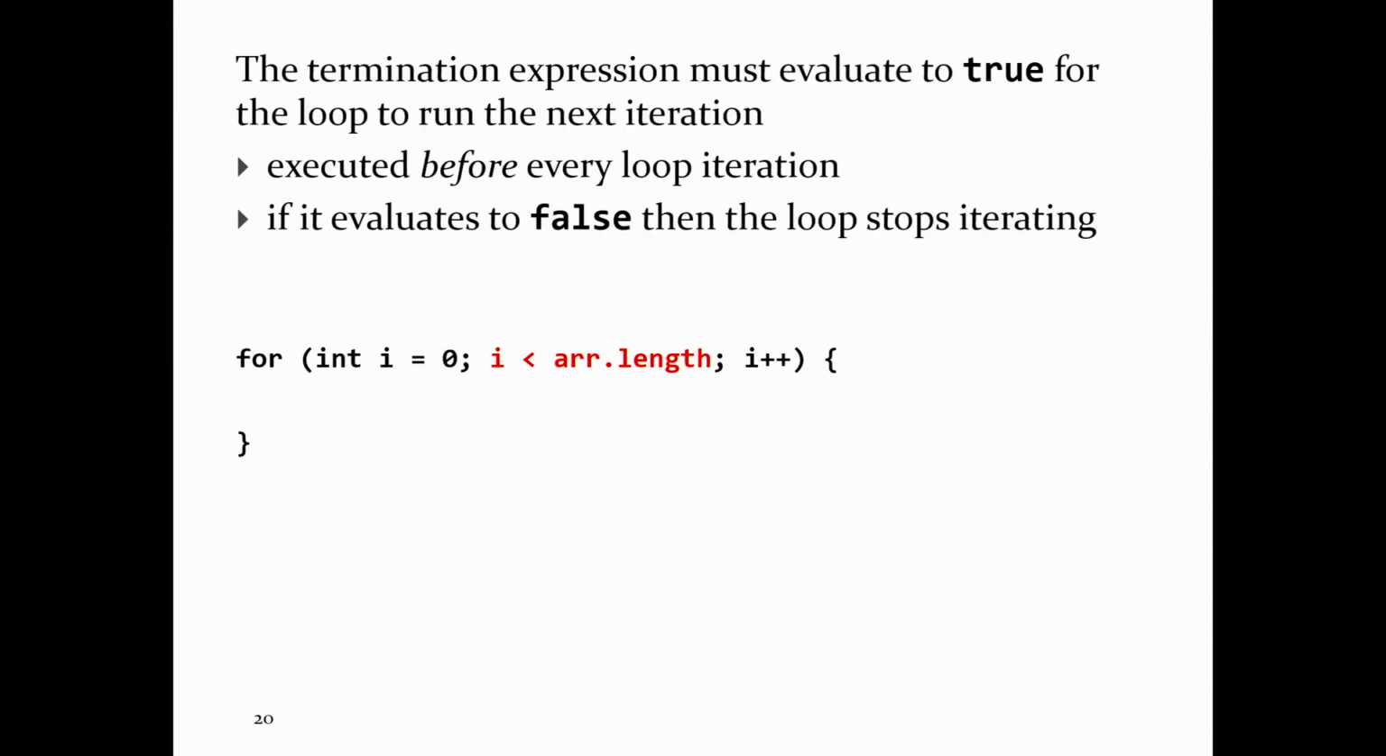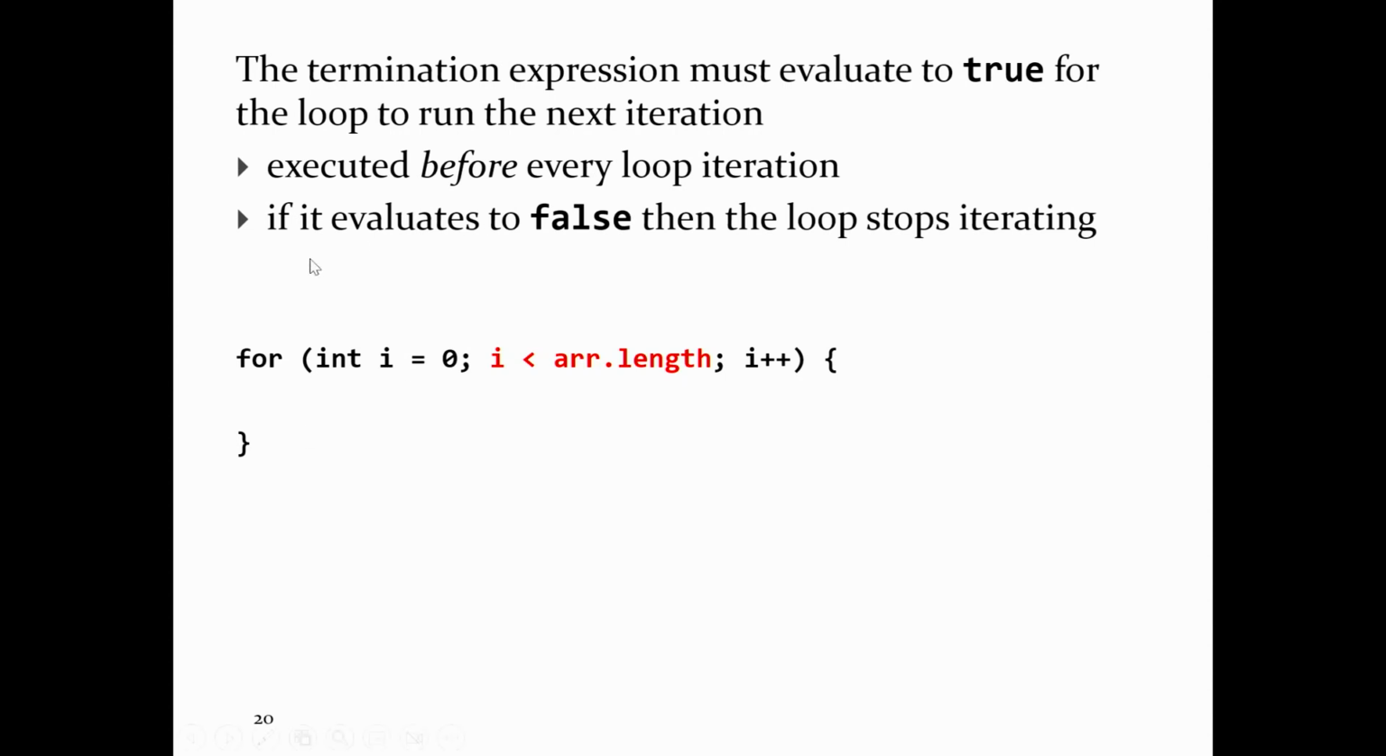The termination expression has to be true for the loop to run the next iteration. So the termination condition, the thing in red, is tested before every loop iteration. Before the loop runs the very first time, that expression gets tested. If that expression is true, the loop body runs. If it's false, the loop body does not run. When that expression is tested and is false, you jump outside the loop, so you go past the loop body, and then the rest of your code continues.